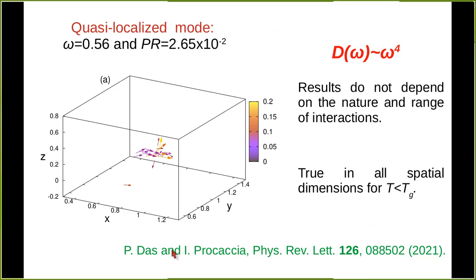This work has been published recently in this paper. The main conclusion of this paper is that our study increased the domain of applicability of this universal law. Earlier, people used to believe that this is true only at temperature T = 0, but our study shows that this is valid even at finite temperature T less than Tg.